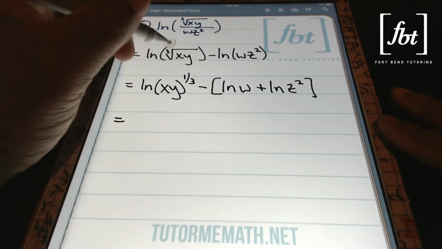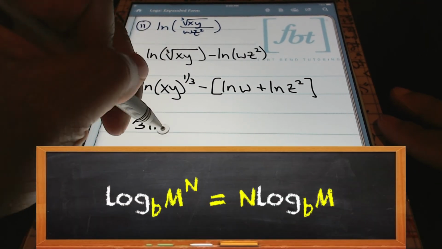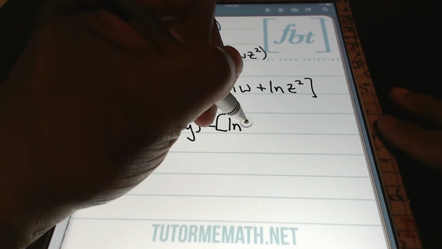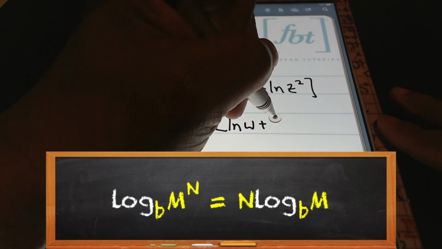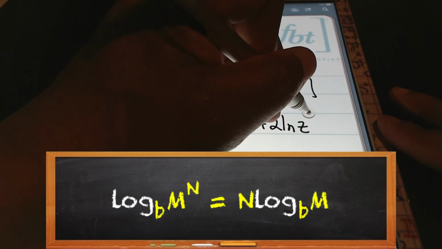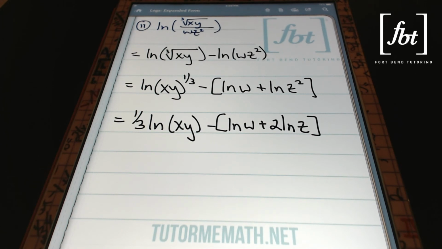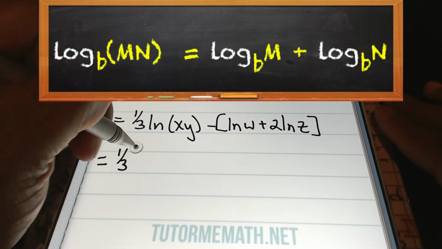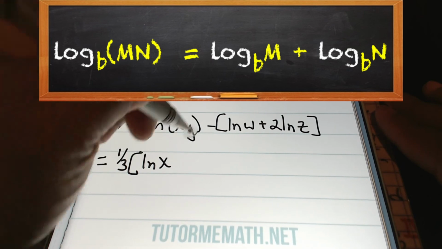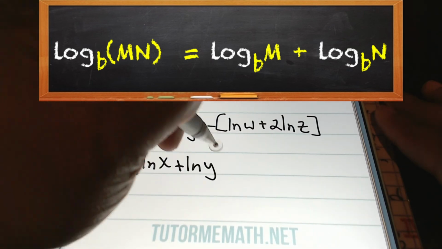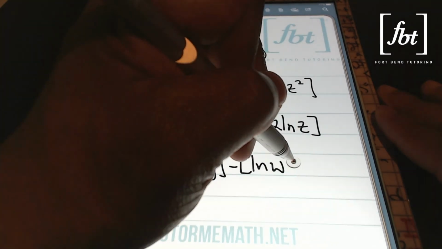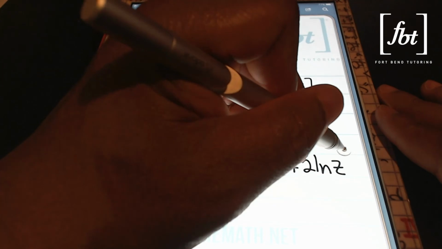We're going to bring down this 1/3 here as a coefficient. So you'll have the 1/3 times the natural log of xy minus, within the brackets, we'll go ahead and show that that exponent can come down as a coefficient. So we'll have 2 times the natural log of z. At this point, we'll go ahead and show that the x and y can be expanded using the product rule. So we'll have the 1/3. This becomes the natural log of x plus the natural log of y minus our quantity of the natural log of w plus 2 times the natural log of z.